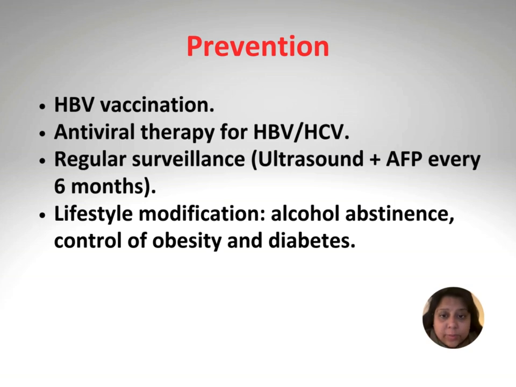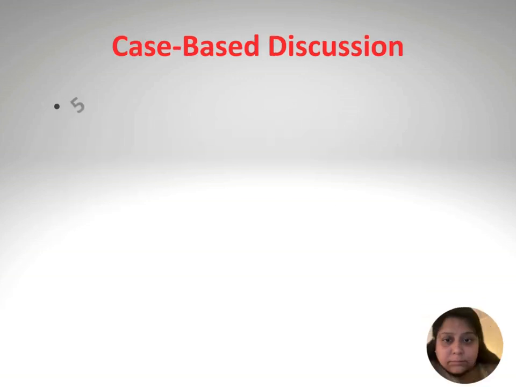For prevention, HBV vaccination is a must. Antiviral therapy for HBV or HCV infection should be given. If the patient is suffering from HBV or HCV infection, regular surveillance via ultrasound or alpha fetoprotein every 6 months can be done. Lifestyle modification like alcohol abstinence and control of obesity and diabetes is required.